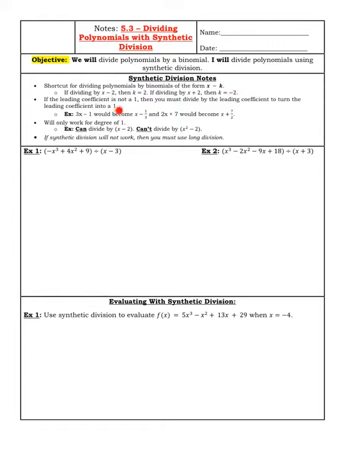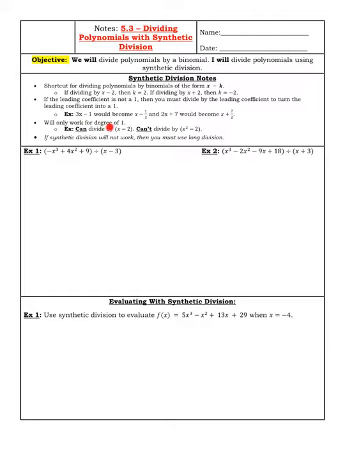If the leading coefficient's not 1, then you must divide by the leading coefficient to turn the leading coefficient into 1. So if you're dividing by 3x minus 1, you'd need to divide it over, and then it'd become x minus 1/3. Same thing with 2x plus 7, that would become x plus 7 over 2. We're really not going to get into it, but I just thought I'd point it out.